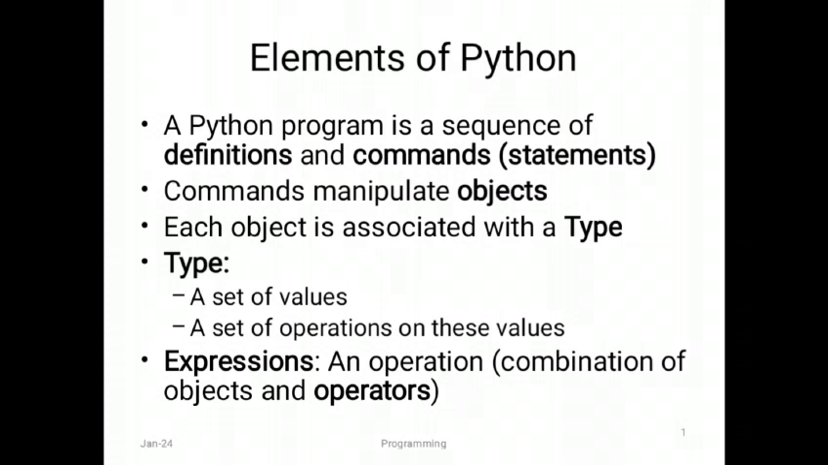First, a Python program is a sequence of definitions and commands, which are also called statements, and the commands can manipulate objects. Each object is associated with a type. A type is a set of values and a set of operations. Expressions are nothing but a combination of objects and operators.